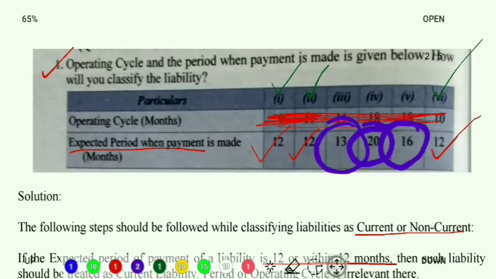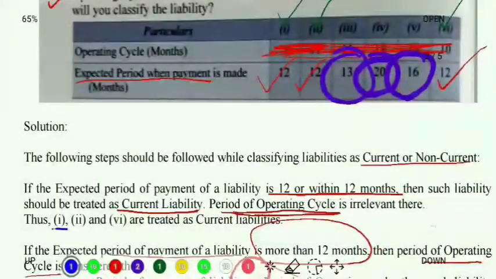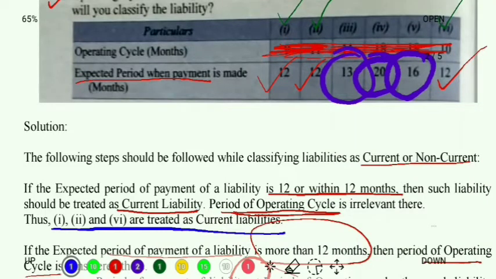Let's check with the answer. Answers are also provided here. See, 1, 2 and 6 are treated as current liabilities at the end of step 1, and this is what we have also got. You can refer to the green ticks provided. Clear? Correct? Now we are done with step number 1. We shall move to step number 2.